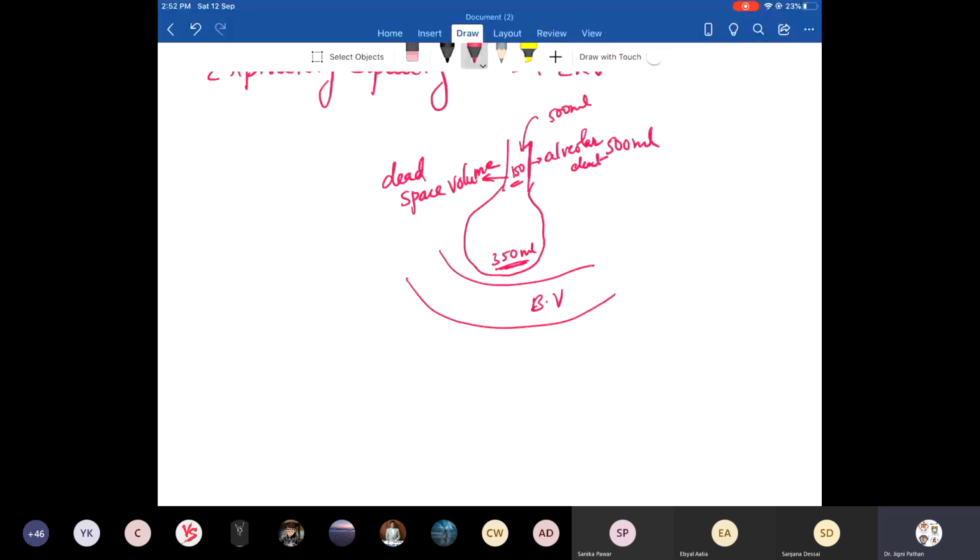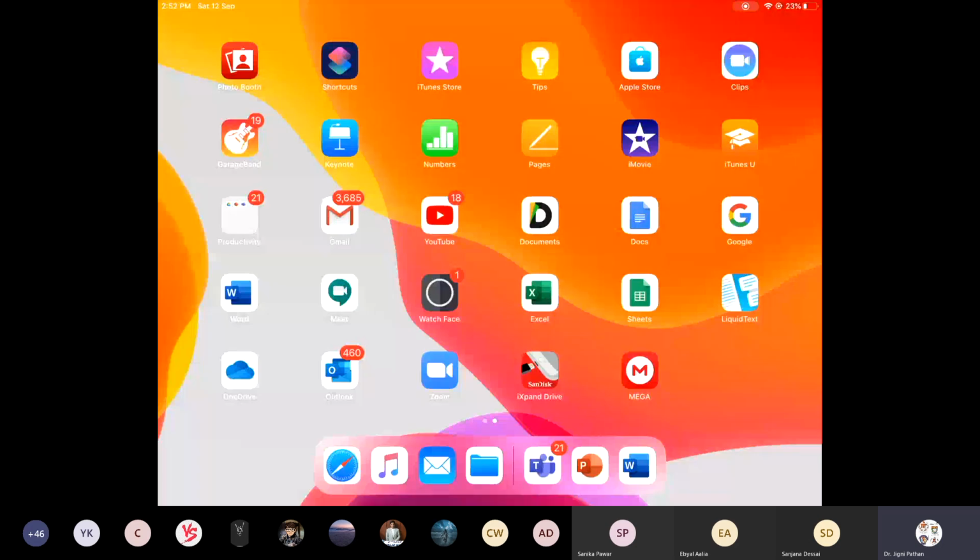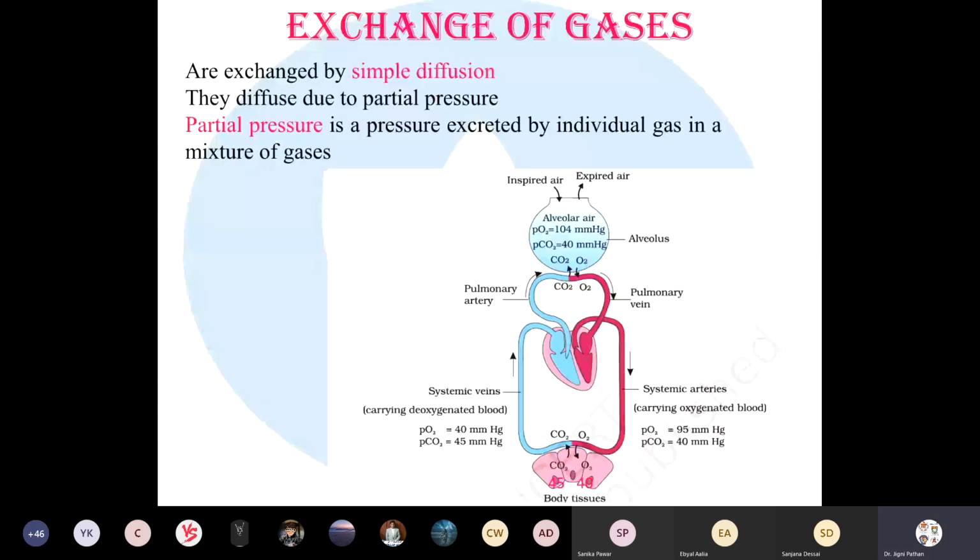Okay, next we'll move. Exchange of gases. Exchange of gases, main thing. Exchange of gases, this is lungs. This is lung. And lung is, for example, this is an alveoli. You know, alveoli is surrounded by too many blood vessels. Do you agree with me?